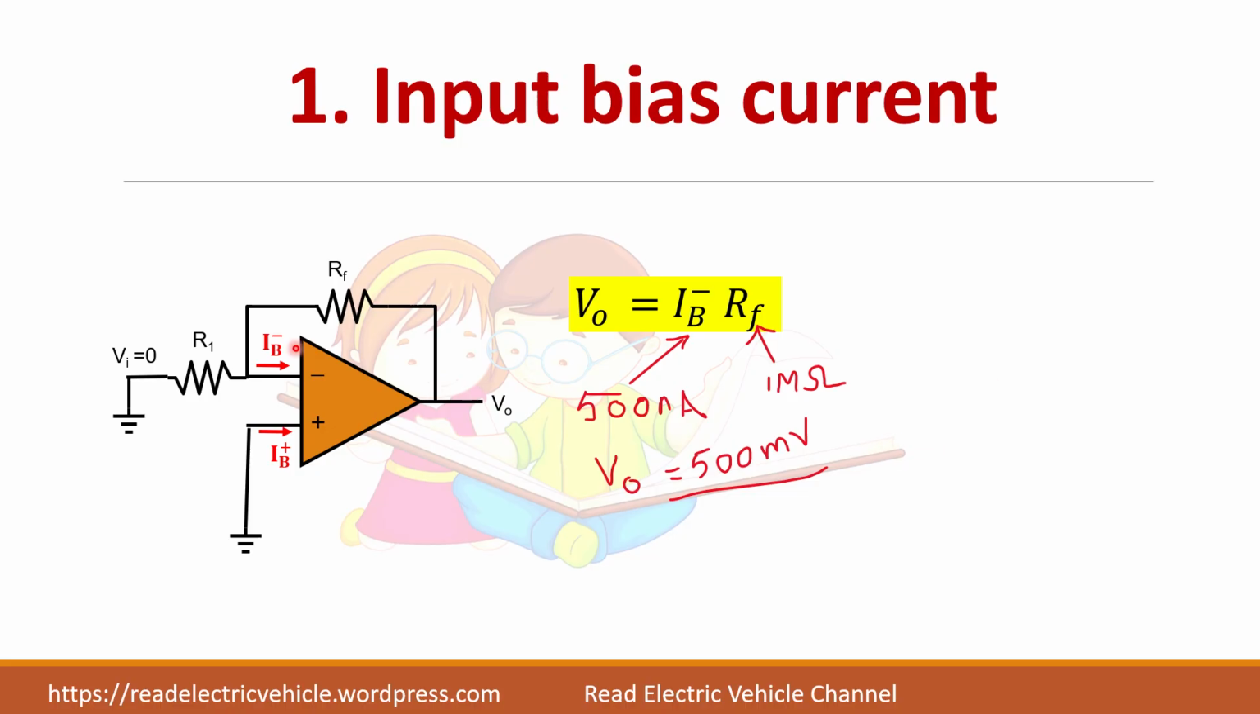If I use this op amp with sensors which already give the voltage in millivolt, this 500 millivolt will create a lot of error in my circuit. So this is a huge value which is not acceptable. Okay. Though it is in millivolt, 500 millivolt is not an acceptable value. Somehow I have to compensate this voltage and bring it to 0. So I have to find a way for that.